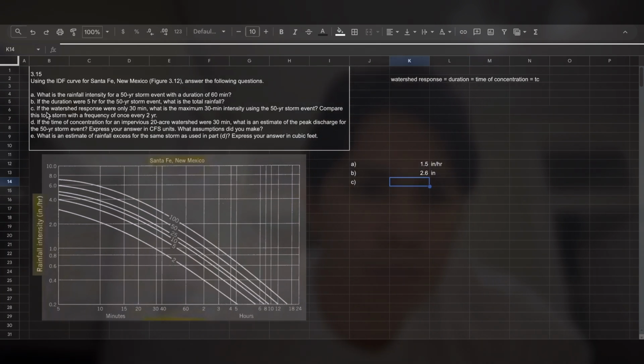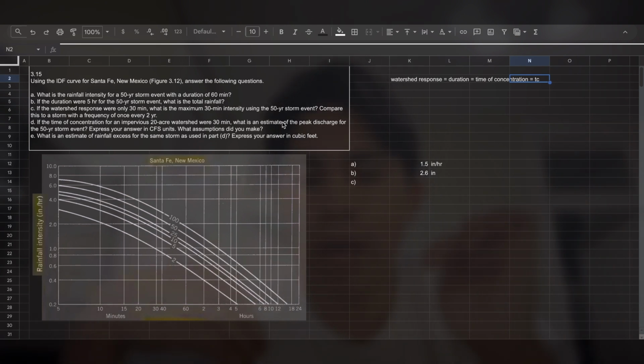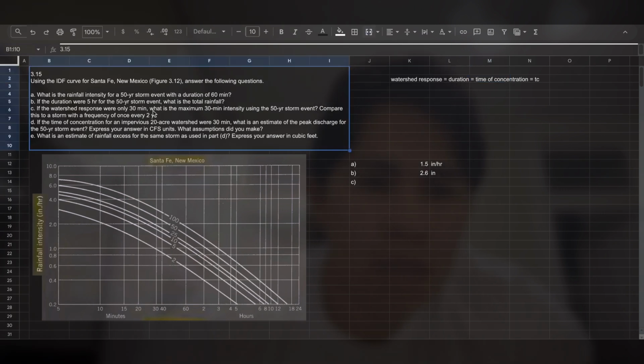Now, part C, if the watershed response were only 30 minutes. What watershed response means is equal to the duration or time of concentration. What time of concentration means is how long it would take for the drop of water at the farthest part of the watershed from the gauge to run all the way down to that gauge where it gets recorded. That is the time of concentration. In our case, it will be the duration, or 30 minutes. It says, given that, what is the maximum 30-minute intensity using the 50-year storm event?